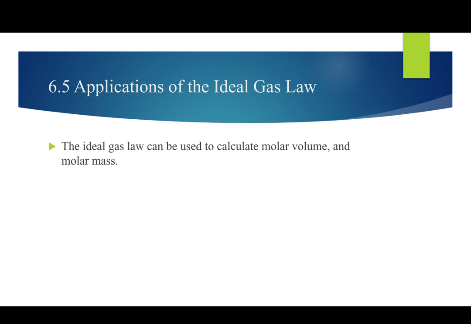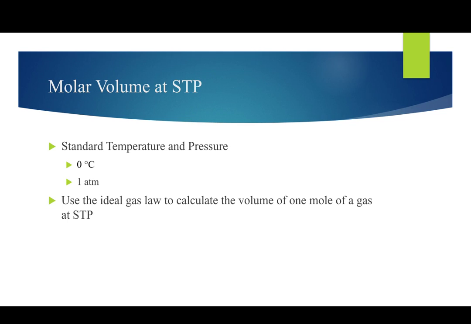The ideal gas law can be used to calculate molar volume and molar mass. We're going to just look at molar volume right now. At STP, the volume of 1 mole of a gas is a constant value. STP stands for standard temperature and pressure. Standard temperature is 0 degrees Celsius and standard pressure is 1 atmosphere. So STP is an actual temperature and pressure.